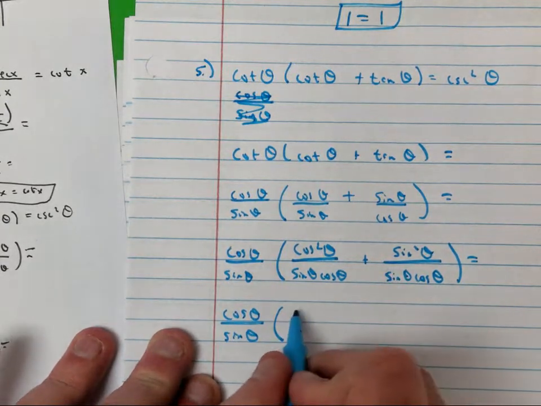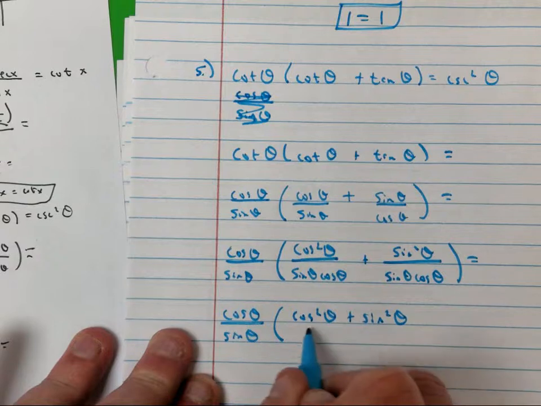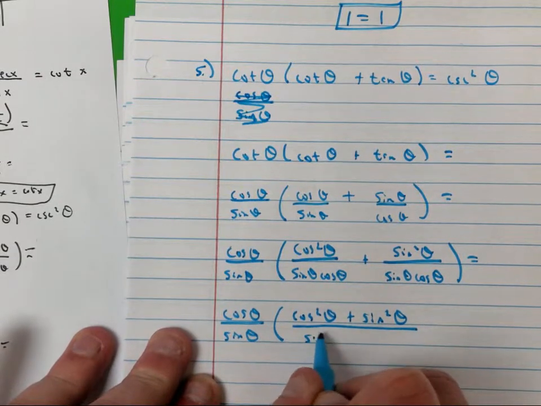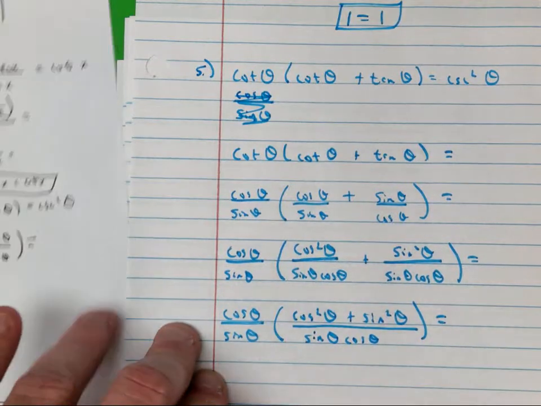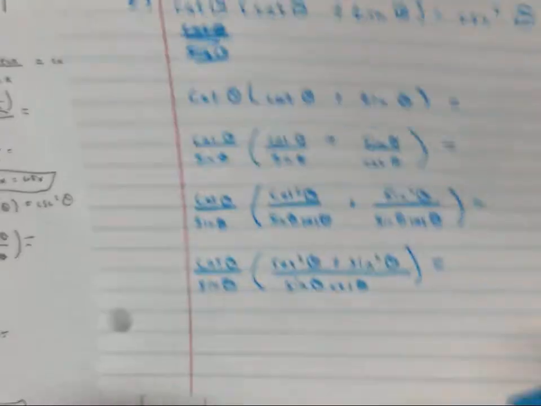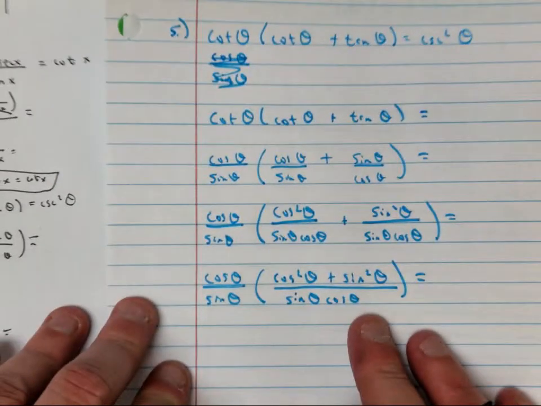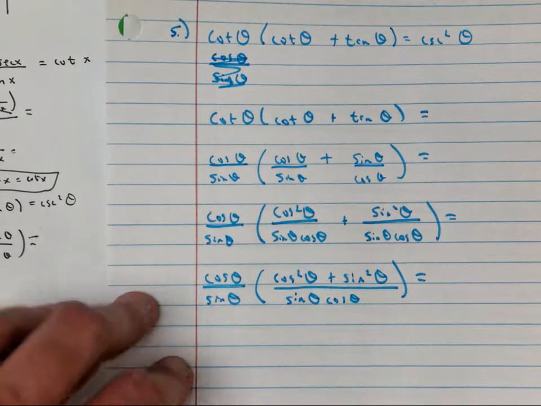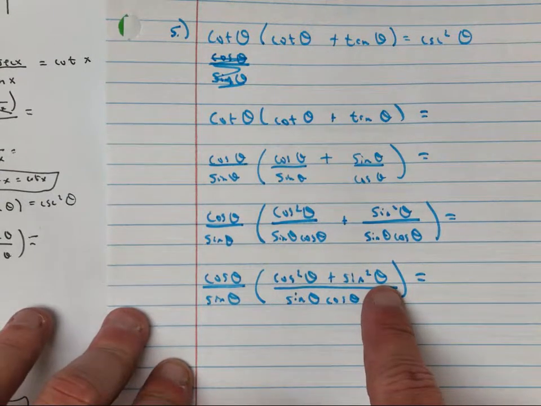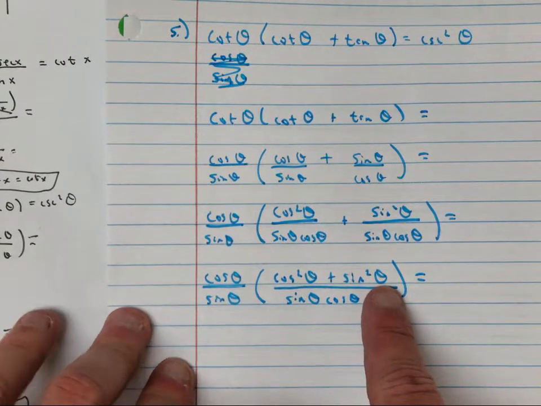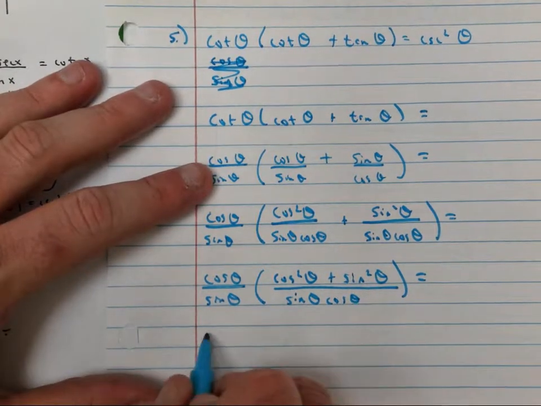So now I'm going to add that. I can't combine that, so I just put cosine squared plus sine squared theta all over sine theta cosine theta. What stands out to me now is this top part, cosine squared plus sine squared. Remember, there's a Pythagorean identity: sine squared plus cosine squared equals 1, so you can substitute 1 in for that value.